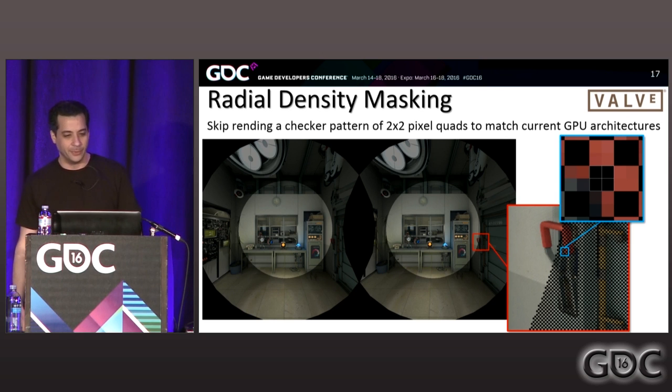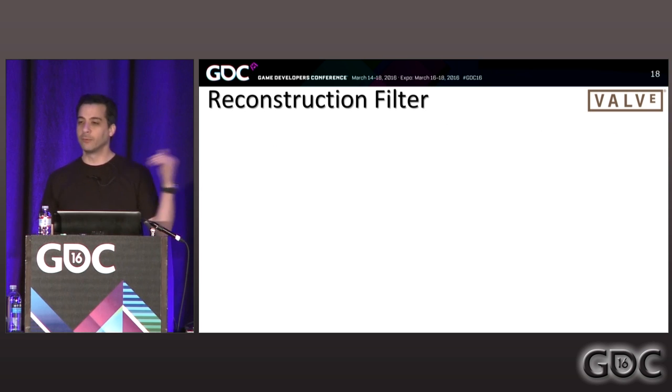So the idea is for that outer ring of pixels, we can reduce our fill rate by 50% by skipping 2x2 quads of pixels in a checkerboard pattern. But we're going to need a reconstruction filter to fill in those holes. So here's the first reconstruction filter I've tried. It's a pretty straightforward one.